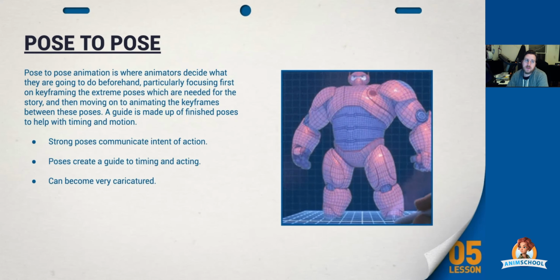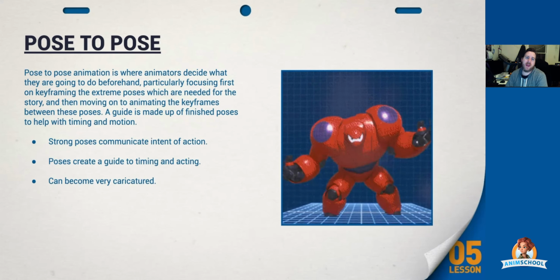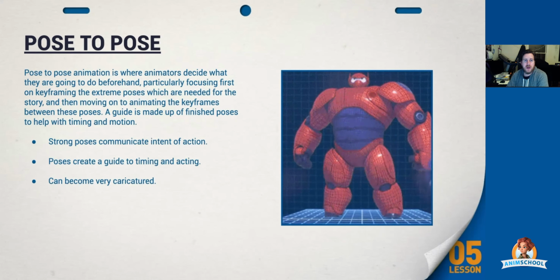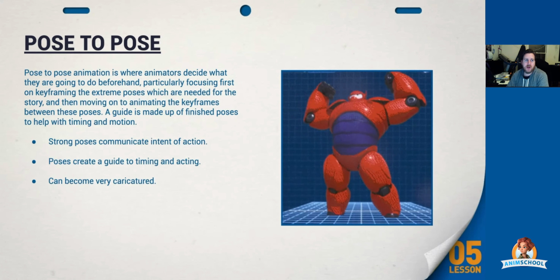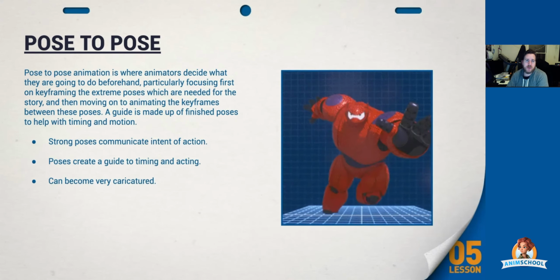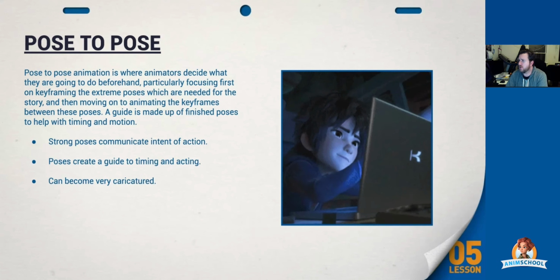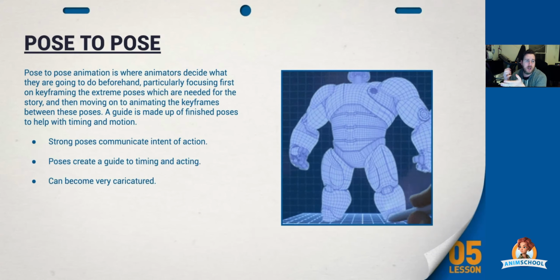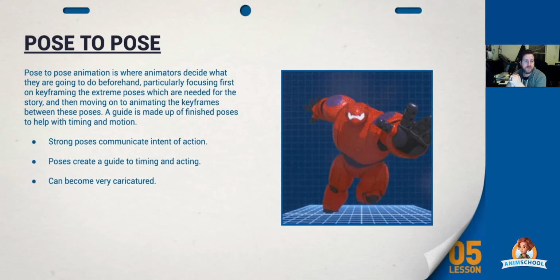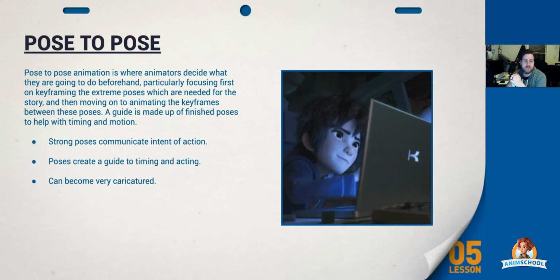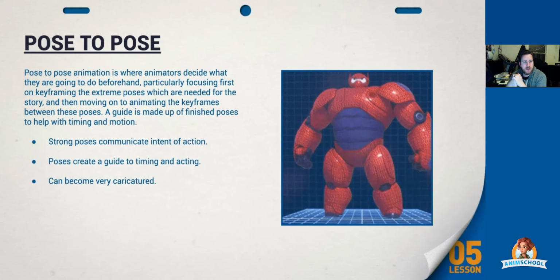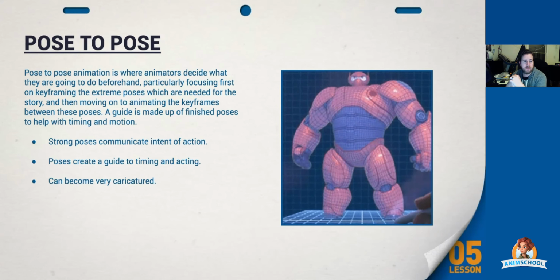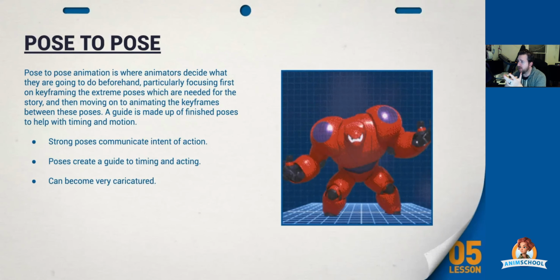Pose to pose. Pose to pose animation is where animators decide what they're going to do beforehand, kind of like what we're doing here. Particularly focusing first on keyframing the extreme poses, which are needed for the story. So we call them story poses. And then moving on to animating the keyframes between these poses. This will help establish your spacing, your arcs, your weight. And of course, a guide is made up of finished poses to help with timing and motion. This will generate really strong poses, communicate the intention of action. Poses create a guide to help you with your timing and your acting.